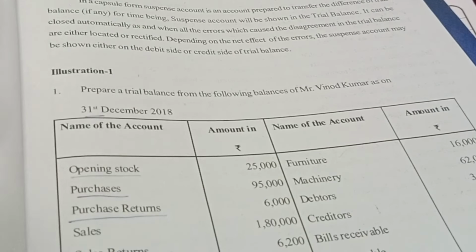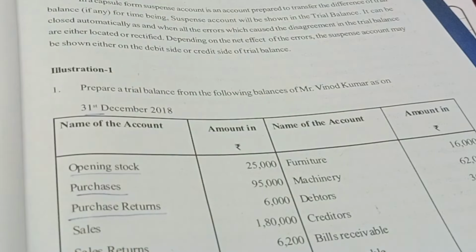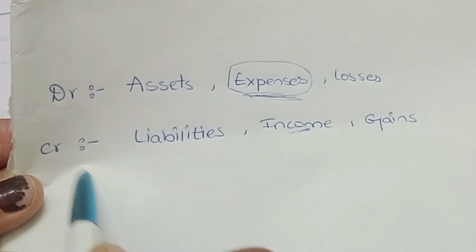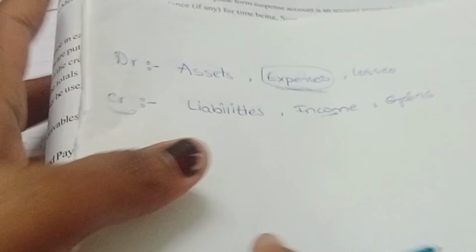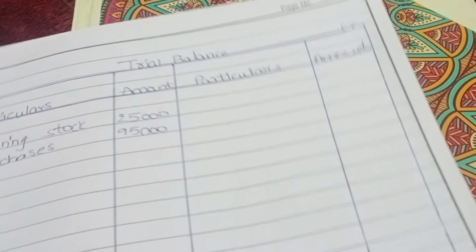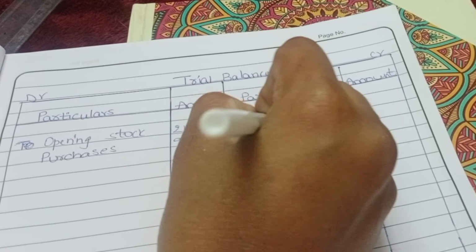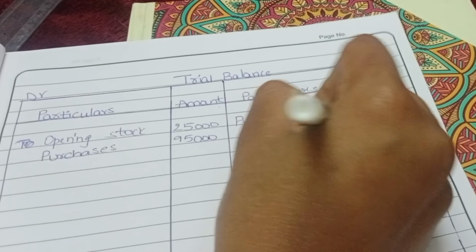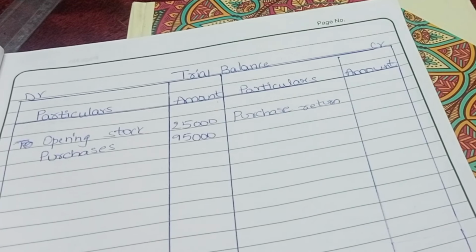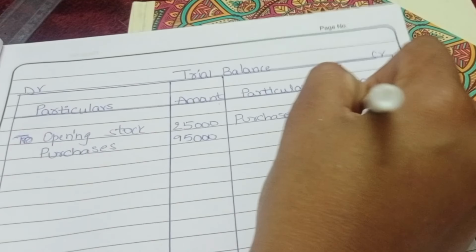Okay students, next what we have is purchase returns. We purchase means it is an expense. When we give a return, it is an income for us. Where do we need to write that? Credit side. So here I am writing purchase return. Purchase return is an income for us, so that's why I am writing it on the credit side. How much? 6,000.